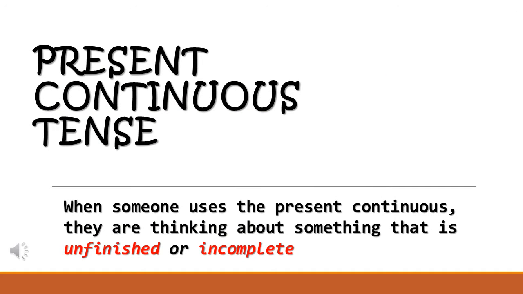Our today's topic is present continuous tense. Now, we have already studied present simple. So we will talk about present continuous in today's lesson. Now, what is present continuous? When someone uses the present continuous, they are thinking about something that is unfinished or incomplete. For example, we can say when something is in the process of happening, then it is in its continuous form.